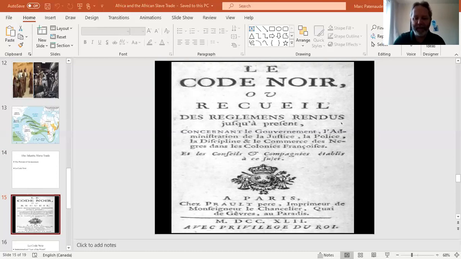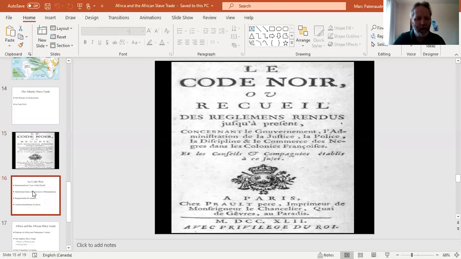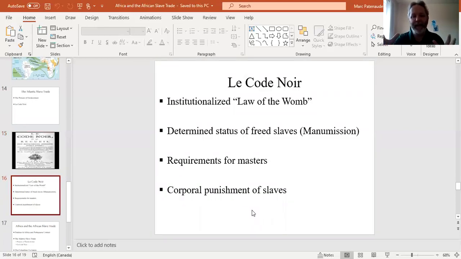Now, one of the things that Le Code Noir did was it institutionalized this idea of law of the womb. That is, it legally set the status of the child. Basically, the law of the womb said the status of any child, white, black, brown, whatever color, whatever race, the status of the child is based off the status of the mother. If the child had a slave mother, then that child would be legally considered a slave.